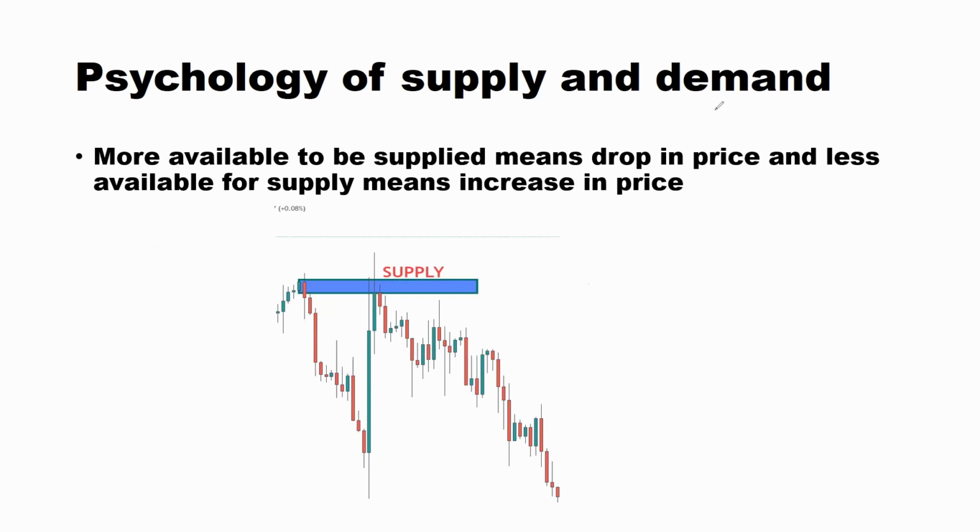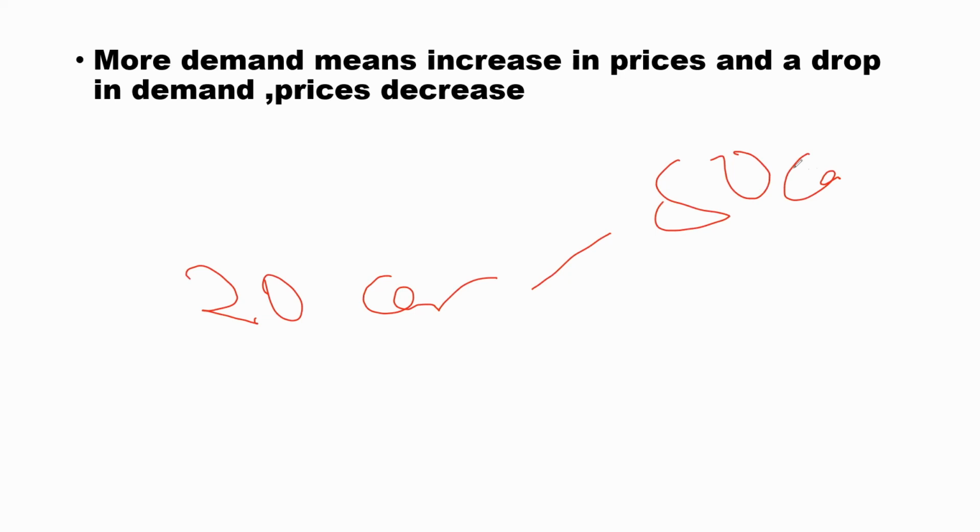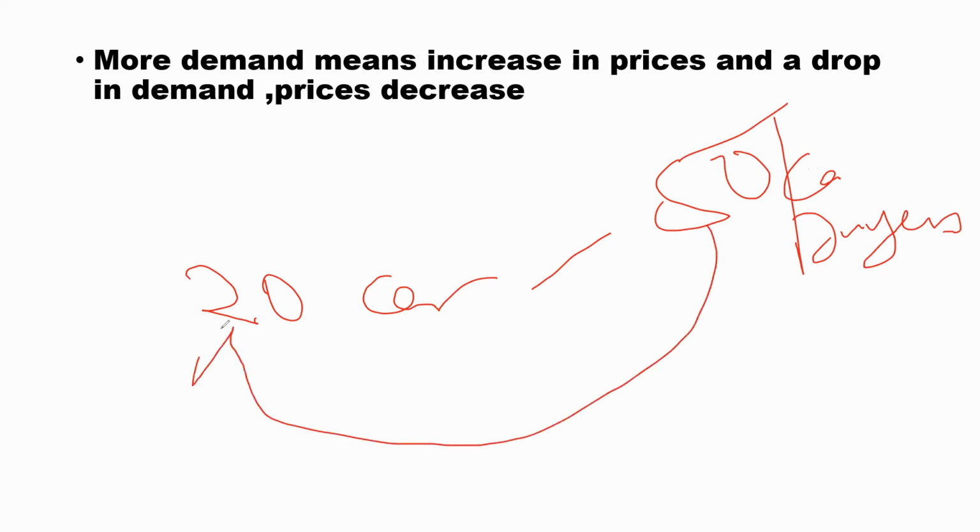Now let's look at how understanding the psychology of demand is just the opposite. When there is more demand, it means there's going to be an increase in price. I'll give you an example. Let's say the Rolls-Royce company made only 20 cars, and that year there are 50 people who want to buy. There are 50 buyers who want to buy the Rolls-Royce cars. What will happen? Rolls-Royce will need to increase the price of these cars so that, out of these 50, there are few people who can afford them.